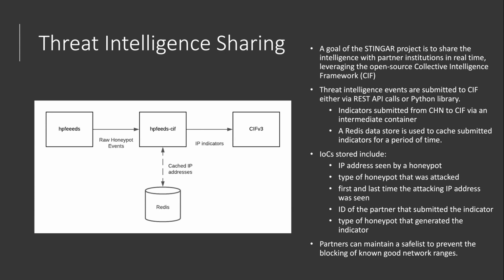So whenever we see a new IP address, we'll check this Redis database to make sure we haven't seen it in, say, the last 5 minutes, 10 minutes. If we haven't, we'll go ahead and send that to CIF. This intermediate piece really exists to prevent, if we see continuous connections to the same honeypot from the same IP address, that we're not trying to send the same indicator over and over and over to CIF, potentially overloading it.